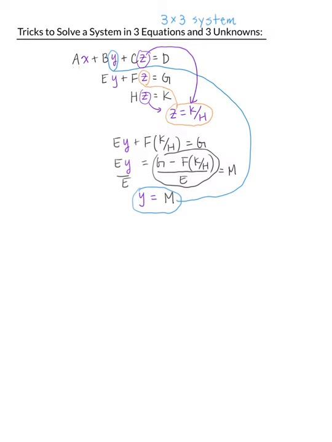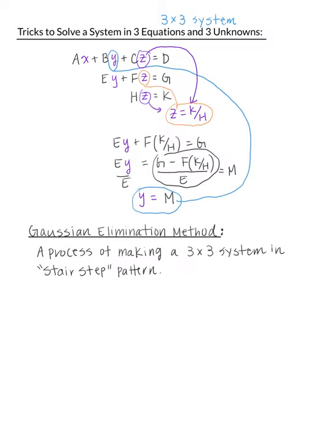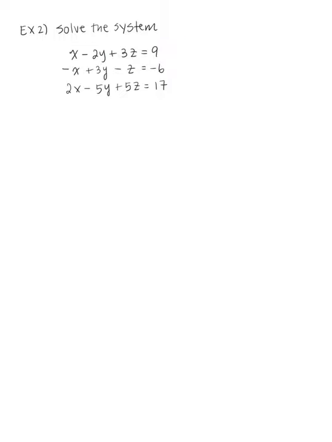So to solve a 3 by 3 system, if I were you, I would try to make it into a stair-step pattern, then back substitute to solve the system. The process to make the system into a stair-step pattern, or the upper triangular form, is called the Gaussian elimination method. I think this is enough talking, so now let's take a look at some examples.